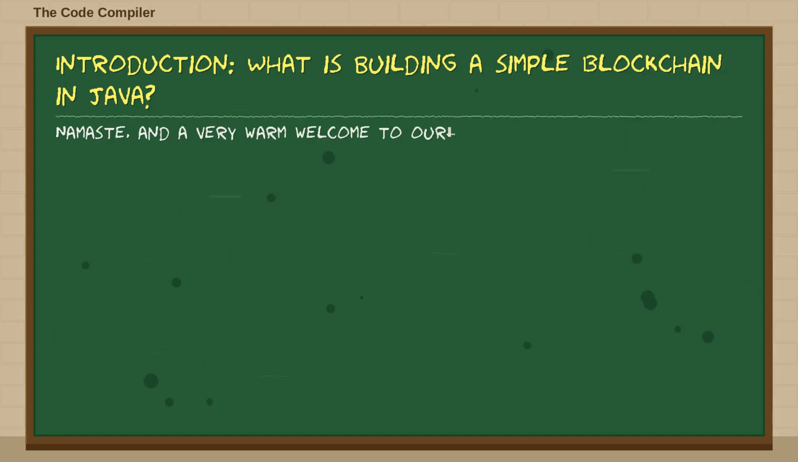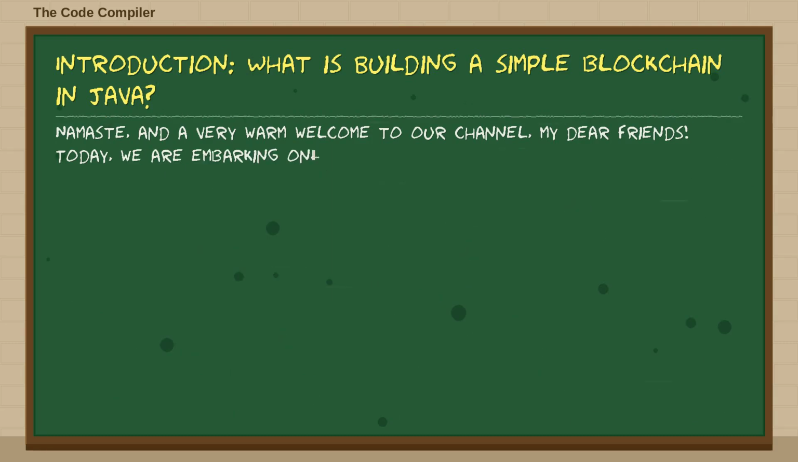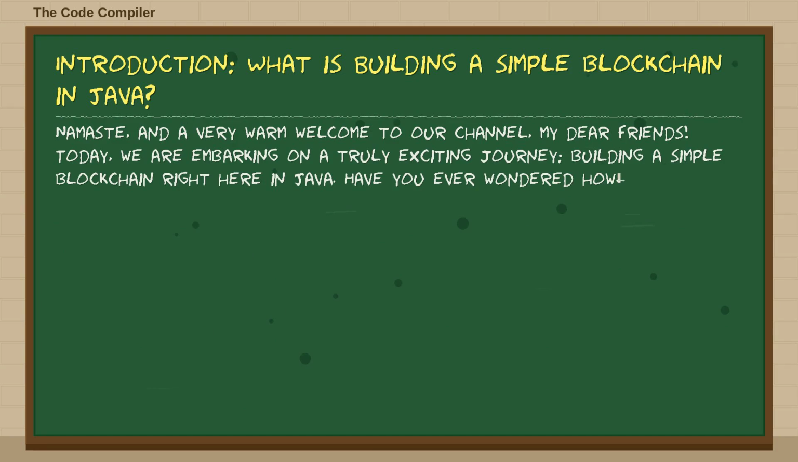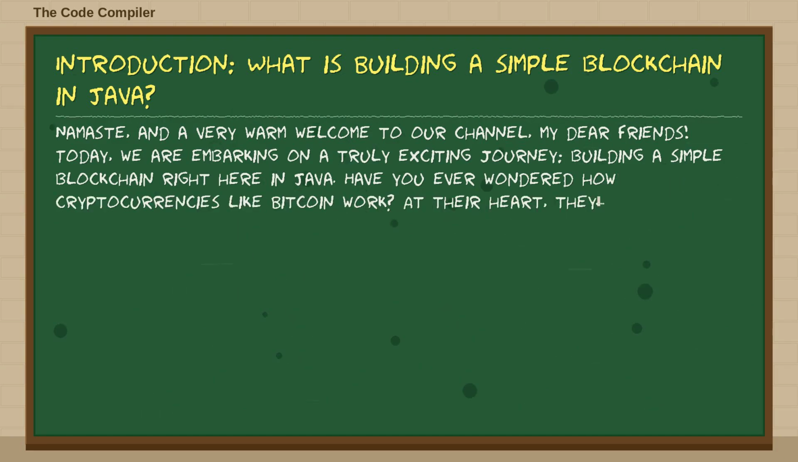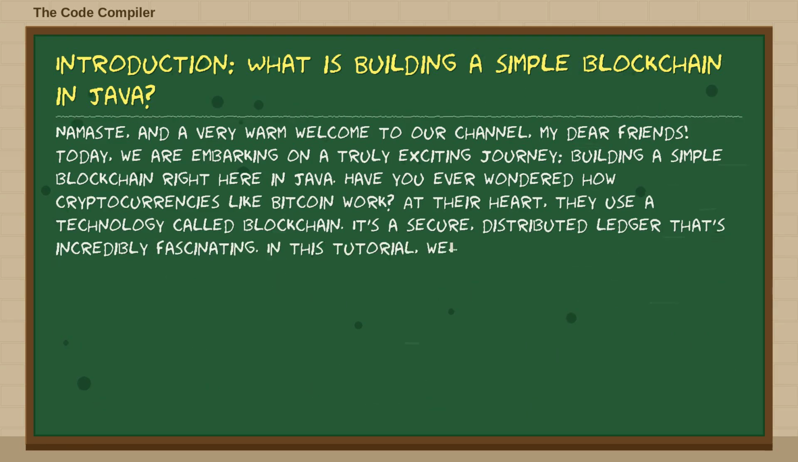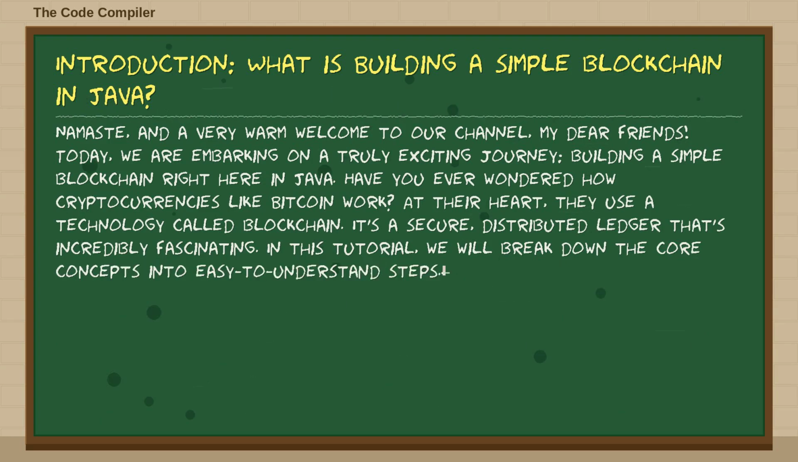Today, we are embarking on a truly exciting journey, building a simple blockchain right here in Java. Have you ever wondered how cryptocurrencies like Bitcoin work? At their heart, they use a technology called blockchain. It's a secure, distributed ledger that's incredibly fascinating. In this tutorial, we will break down the core concepts into easy-to-understand steps.